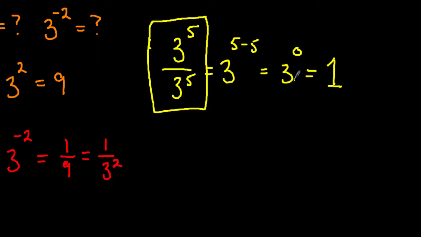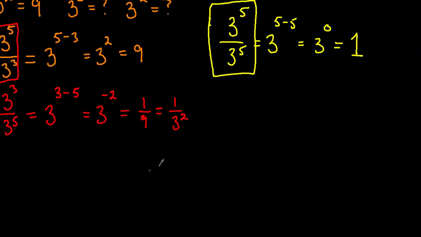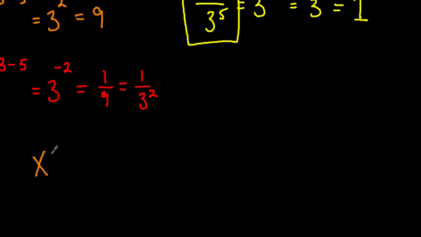There you have it. When you have an exponent of 0, that's equal to 1. When you have an exponent that's negative, you take the reciprocal of the base and you make the exponent positive. One more thing. Suppose we just wrote x to the 0 power is always equal to 1.